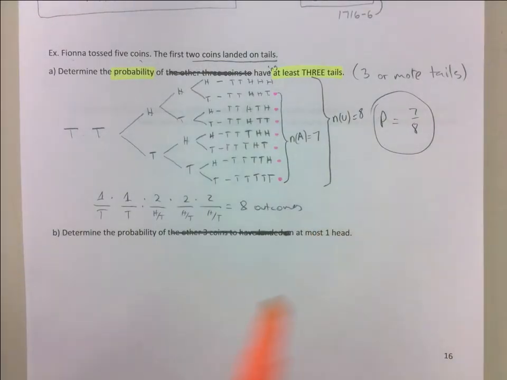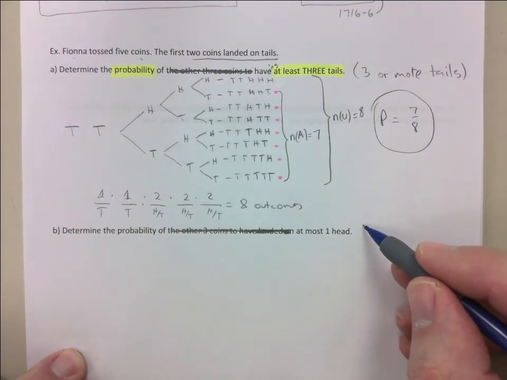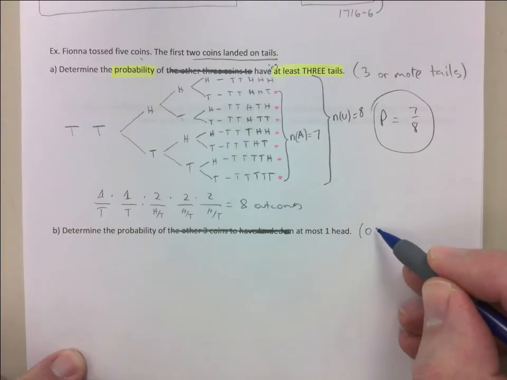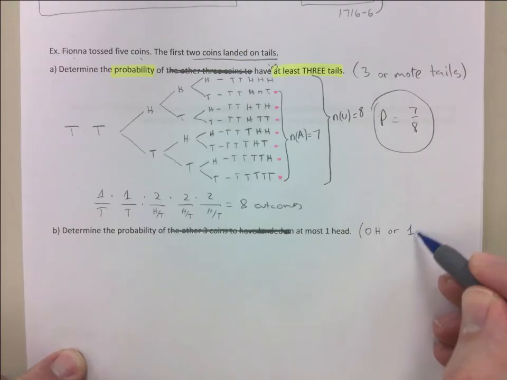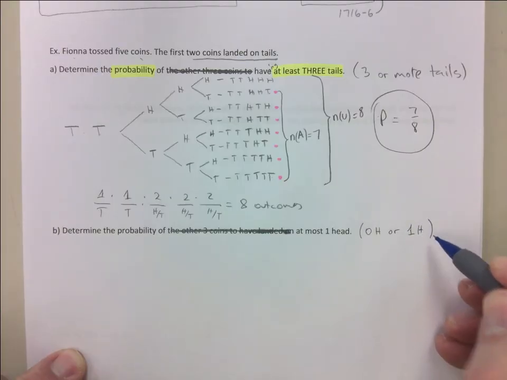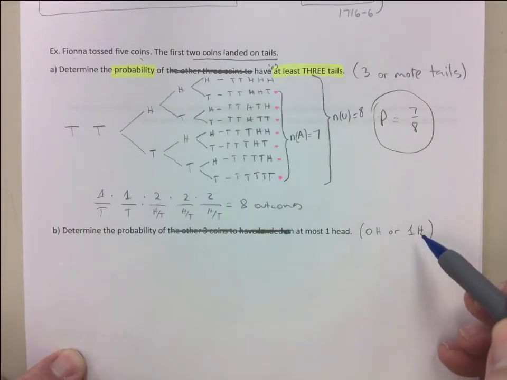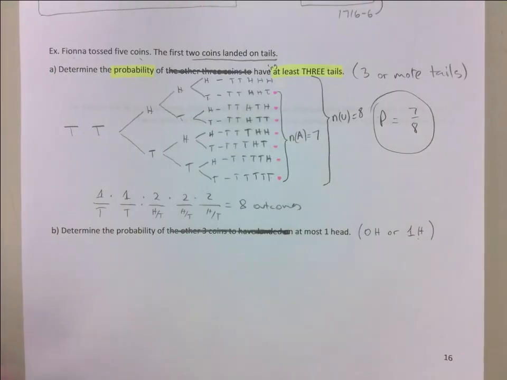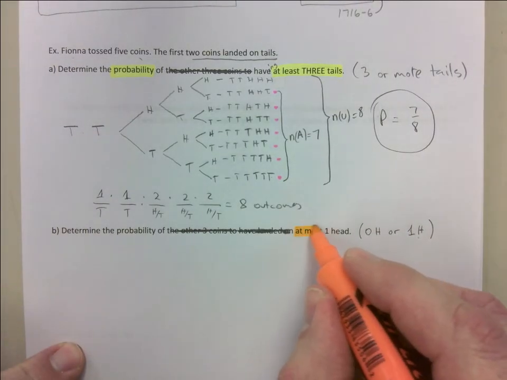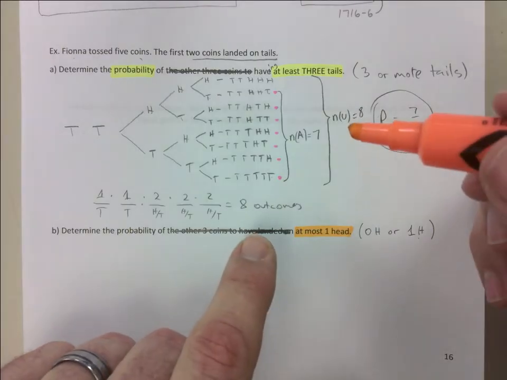At most one head, what does that mean? At most one. In our context, it's 0 heads or 1 head, but no more. Okay, so we're okay to have 0 heads, 1 head, but we cannot have more than 1. So I'm gonna highlight it this way. So let's go find them.